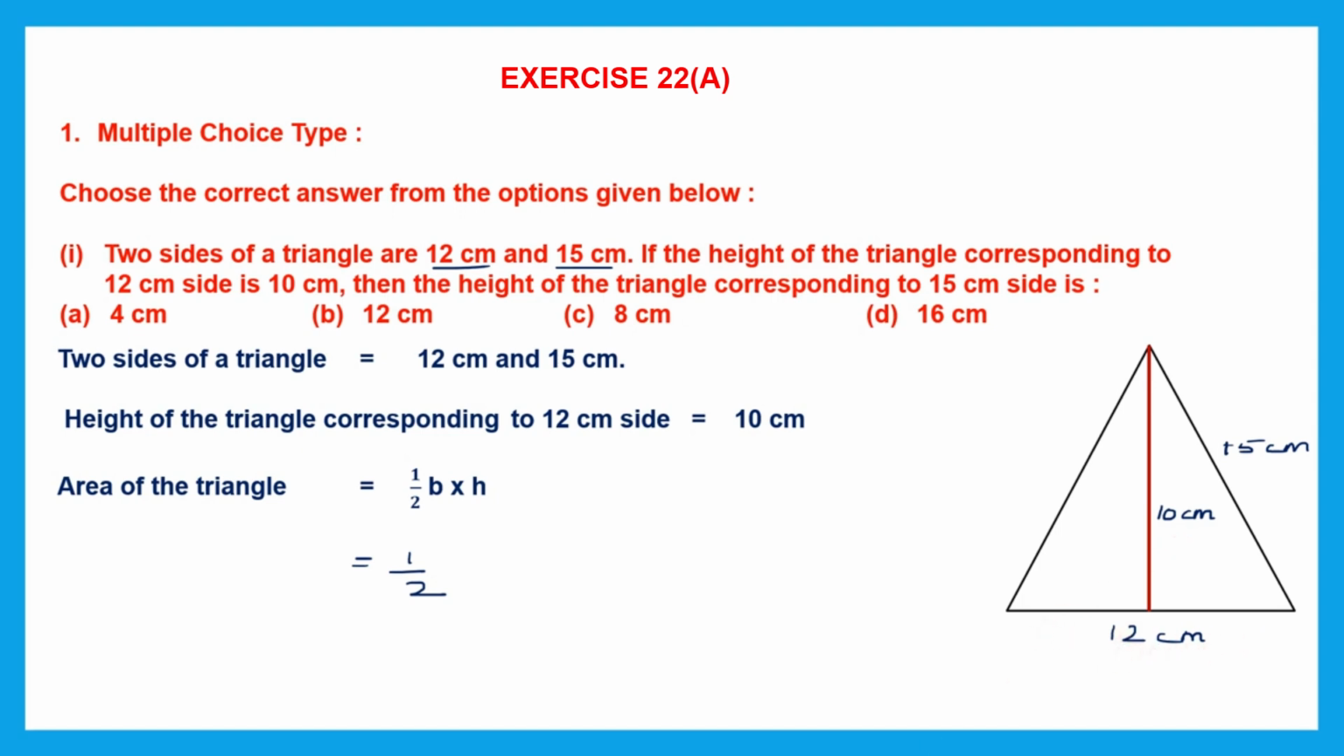So half into 12 centimeters into the height, which is 10 centimeters. Now if we calculate this, we will get the area. So let's cancel what we can. 2 6s are 12. Nothing more to cancel. So multiply. 6 into 10 is 60 and we have centimeter square. So we have found the area of the triangle. Now using this area, we can find the height of the triangle corresponding to this side.